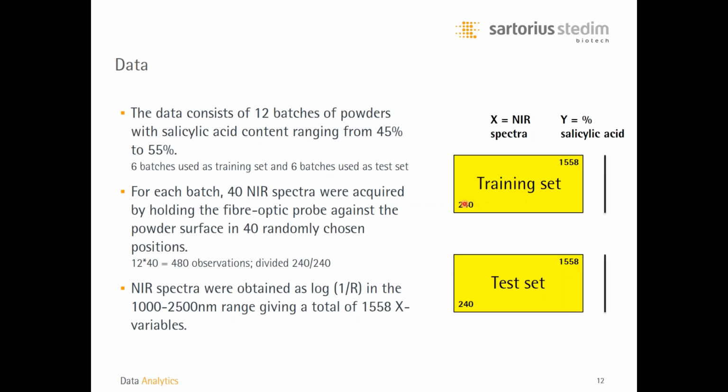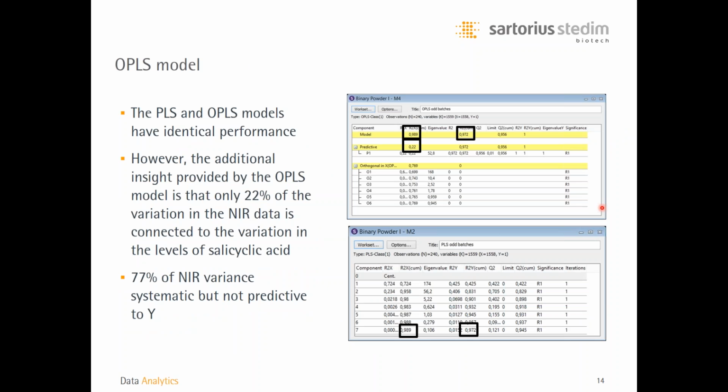So what we will do now is that we will use PLS and OPLS and develop two models side by side and compare them based on the training set and see if there is information in the NIR data that can model and predict the salicylic acid proportion. The PLS and OPLS models both have 7 components, and they have, as expected, identical performance. Of the 7 components, we are modeling close to 99% of the spectral variance, and the R square Y of the Y variable is 97%.